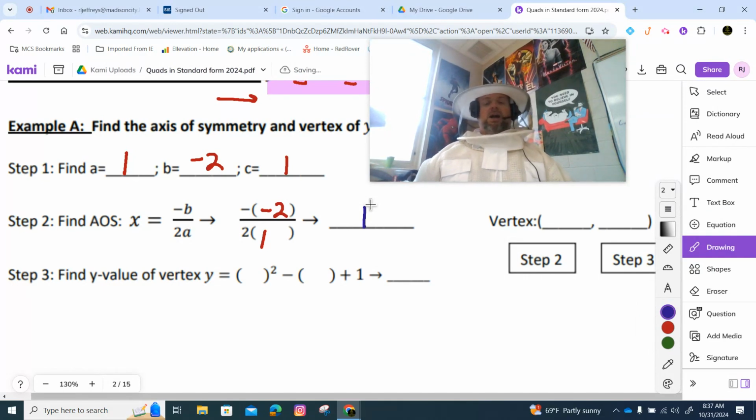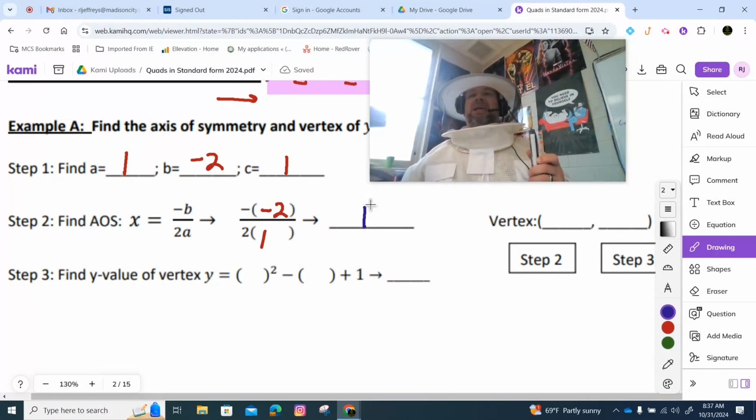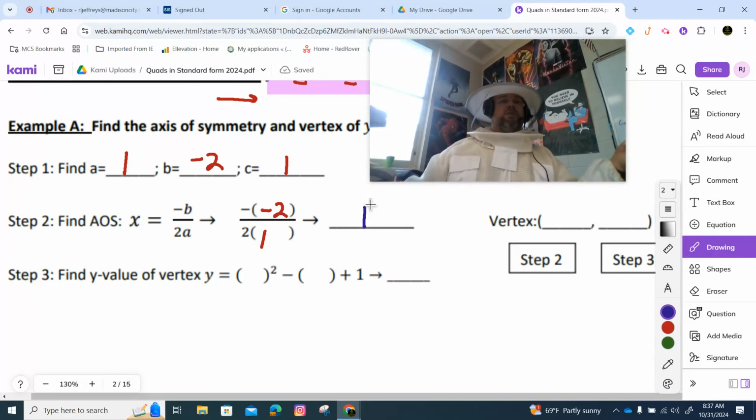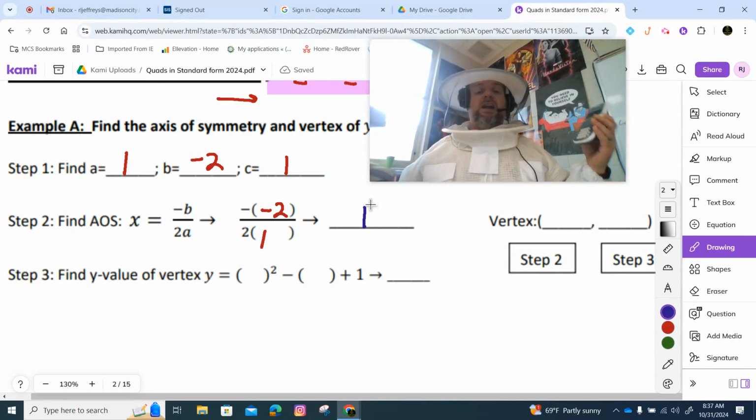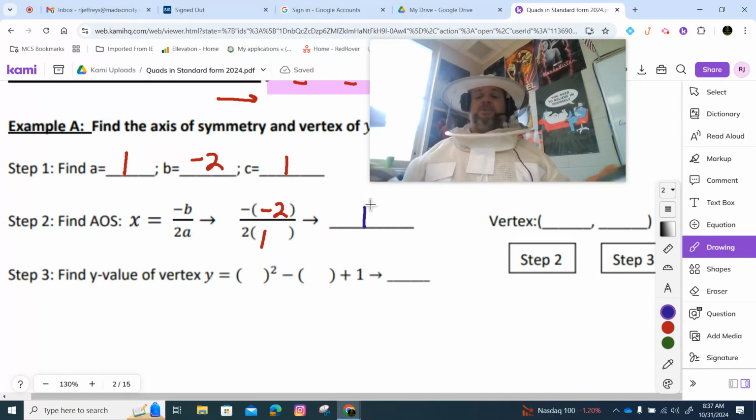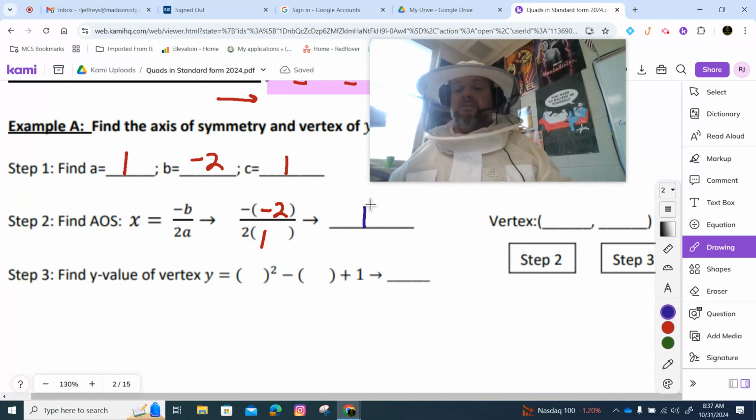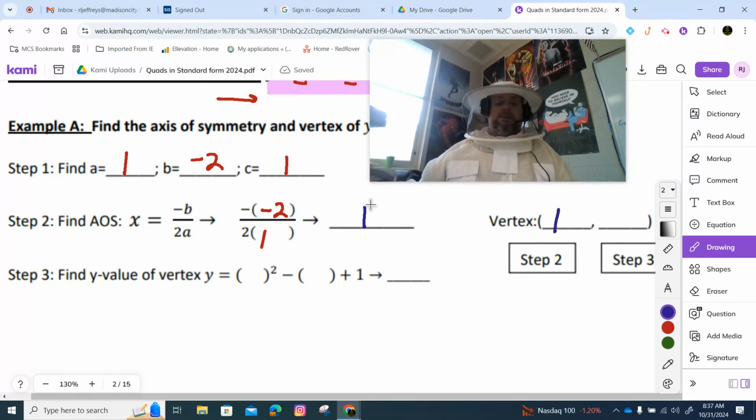Now, like we learned previously this week, our x value for our axis of symmetry is also the x value for our vertex, so we can actually write it here.